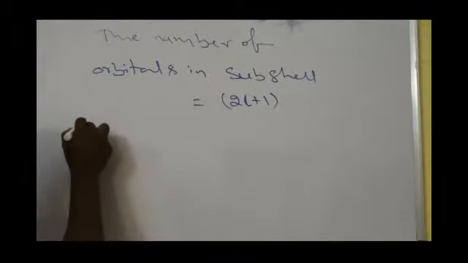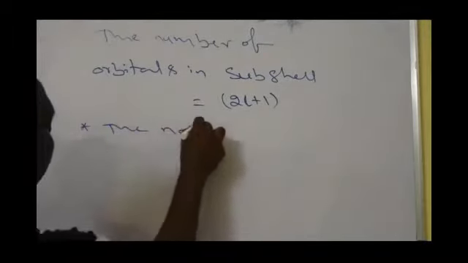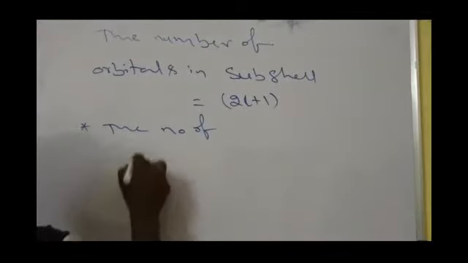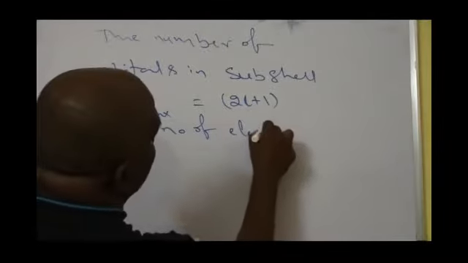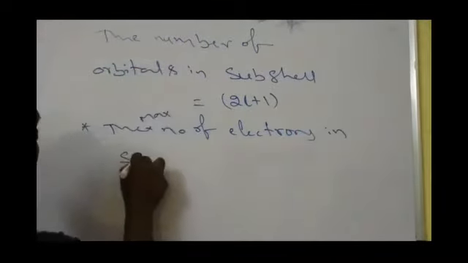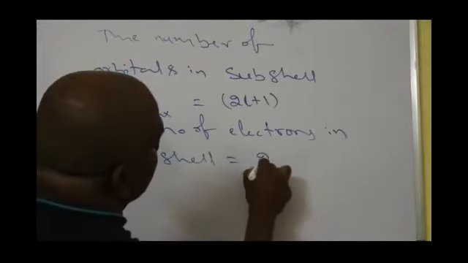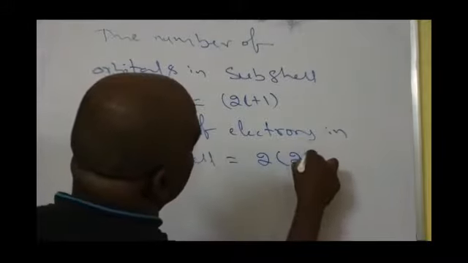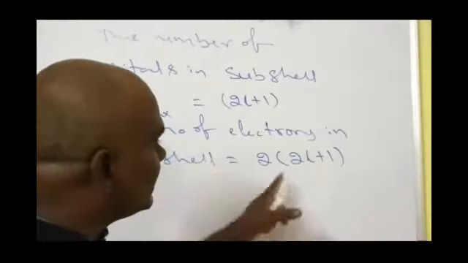And one more formula: the maximum number of electrons in a subshell is equal to 2 into 2L plus 1. This is the formula.